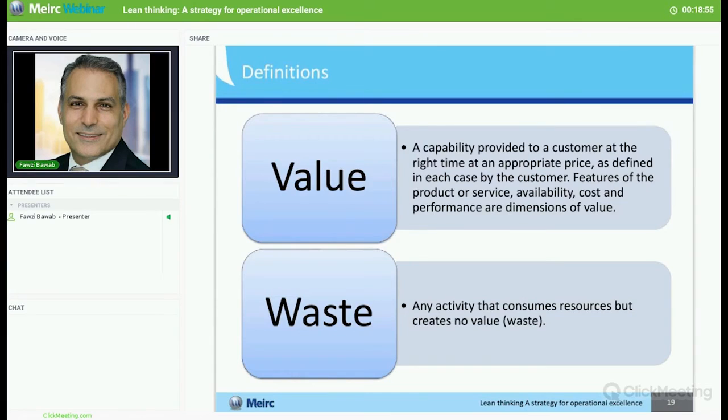When we say value, it's a capability that we try to provide to the customer at the right time and at an appropriate price, as defined by the specification of the customers. So all features of what matters to the customer are being delivered. We don't want to produce parts or services that are not required, because then everything becomes a waste. But in the same sense, any activity that we do to provide value should be studied and challenged, to try to remove activities that are not contributing to the value itself.